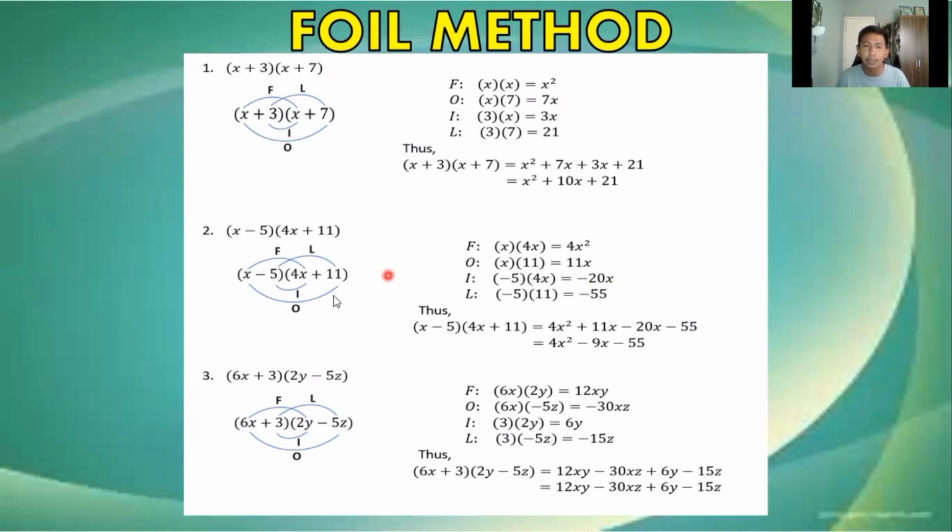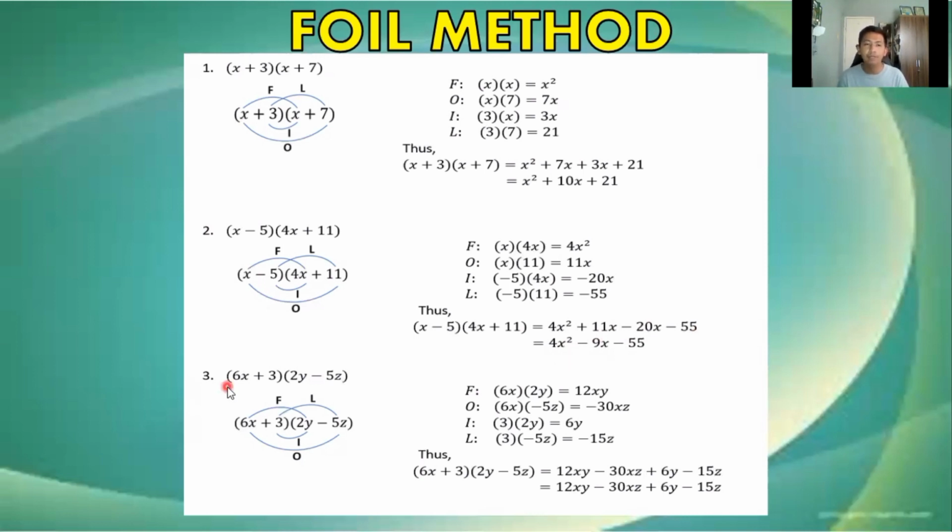And then the last terms, we have negative 5 times 11, it's a negative 55. And then simplify, it will give us now 4x squared plus 11x minus 20x minus 55. We have to combine like terms. There are like terms in the given expression. We have 11x minus 20x, that will give us a difference of negative 9x. Therefore, our final answer is equal to 4x squared minus 9x minus 55.